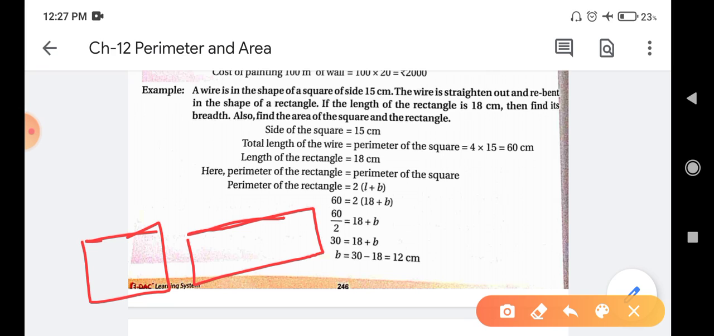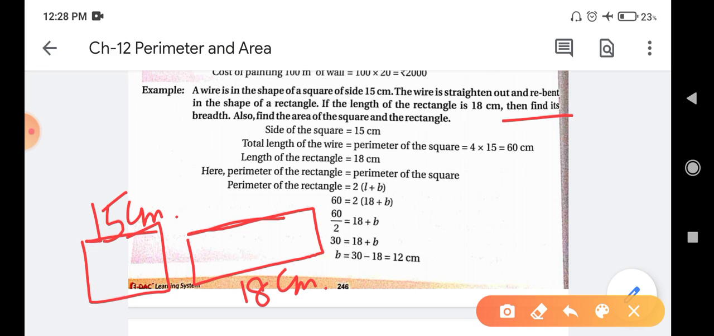If the length of the rectangle is given as 18 centimeter, find its breadth. We have a square of side 15 centimeter. Both are the same wire, because in the first condition the wire is in the shape of a square and then it is straightened and rebent in the shape of a rectangle. So the length of wire is the same in both conditions. It means the perimeter of the square and the perimeter of the rectangle will be the same.